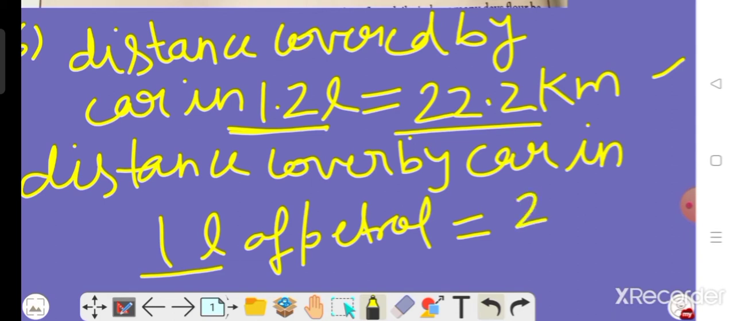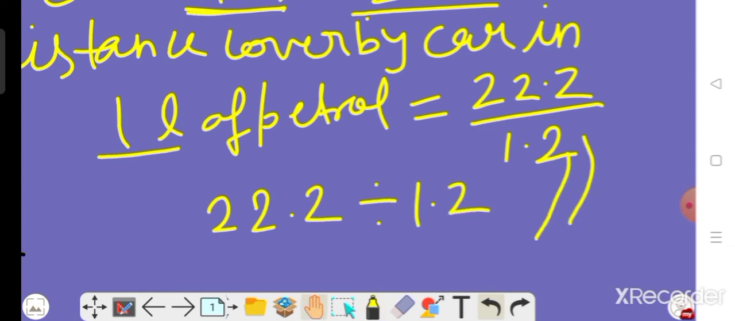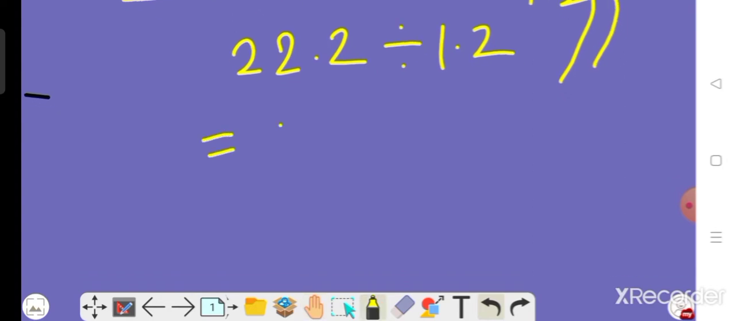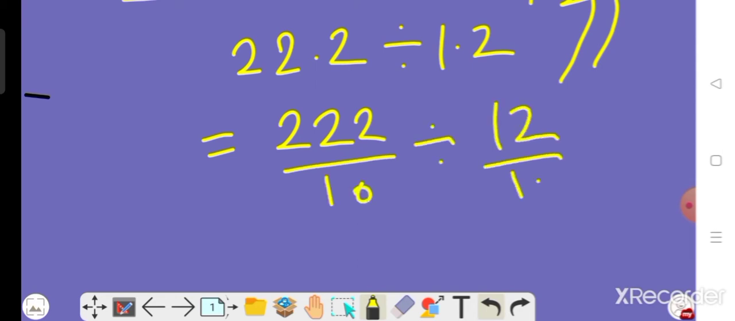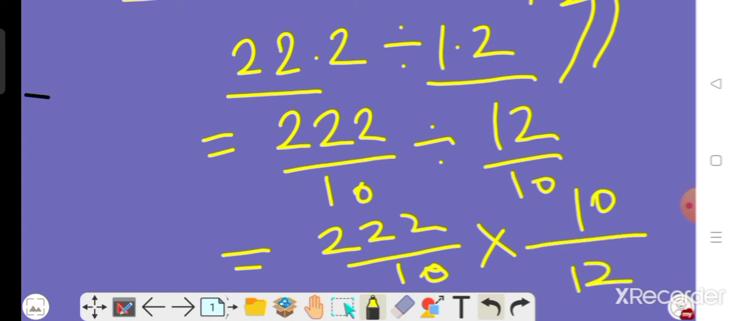So this is equal to 22.2 by 1.2. And you know how we have to divide in the case of decimals. The division of 22.2 by 1.2 is equal to 222 by 10 divided by 12 by 10, because in both the numbers only one digit is present after the decimal. So this is equal to 222 by 10, division will become multiplication and the second number will be converted into its reciprocal.